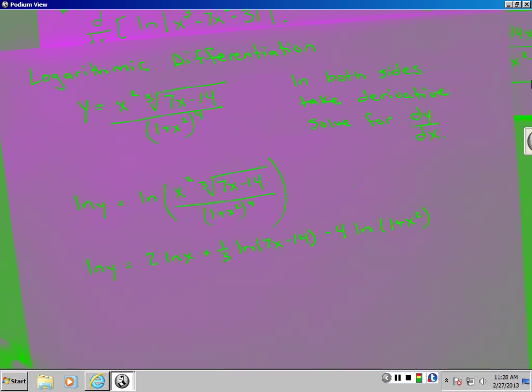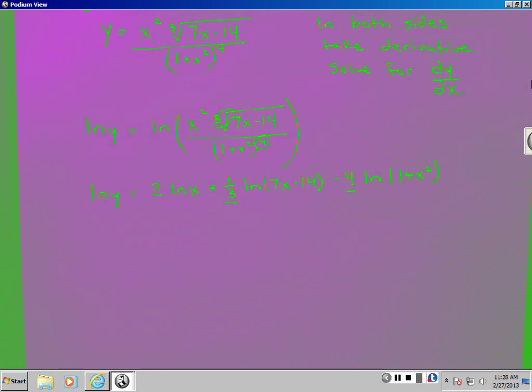Does anyone have any questions with that? Simplifying logs? That's just what you did with the first one, the ln of the x squared. That's the only time you did that. And this is a 3rd power, so I brought that down here. And this is the 4th power, I brought that here. Okay. So I did it on all 3 of them.